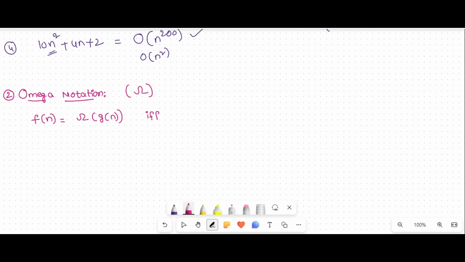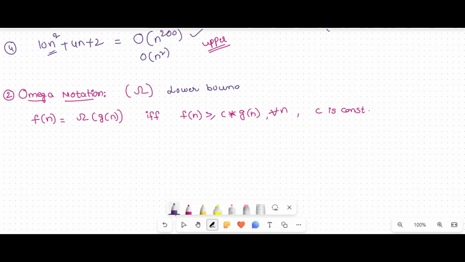if and only if f of n is greater than or equal to c into g of n for all n, where c is a constant. Previously we wrote less than or equal to, here it is greater than or equal to. There it is saying upper bound and here it is saying lower bound. It tells about the lower bound for the given function.